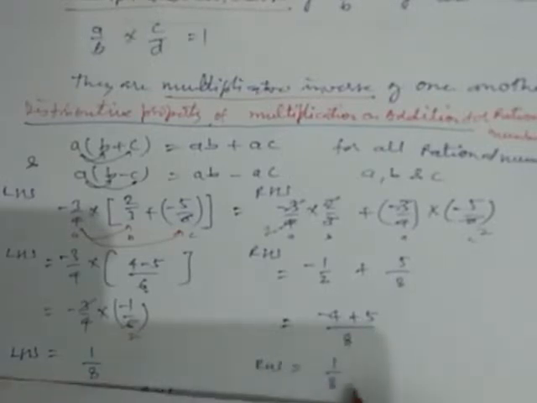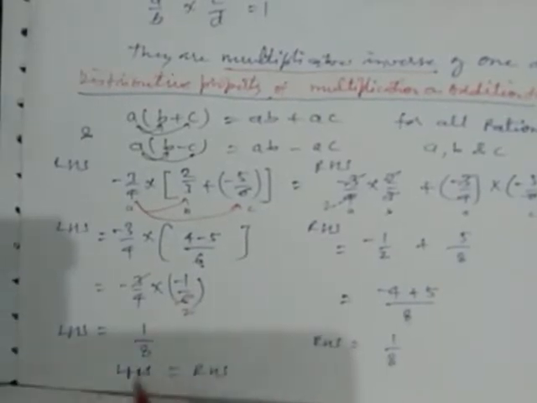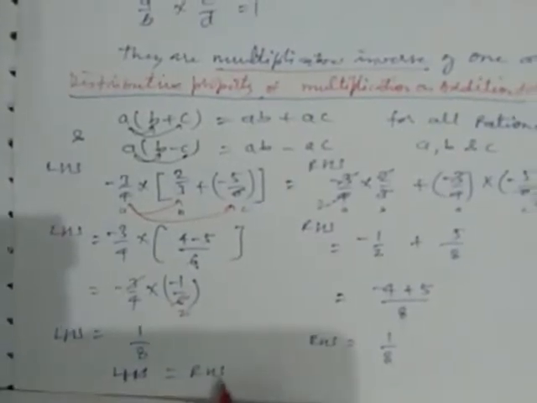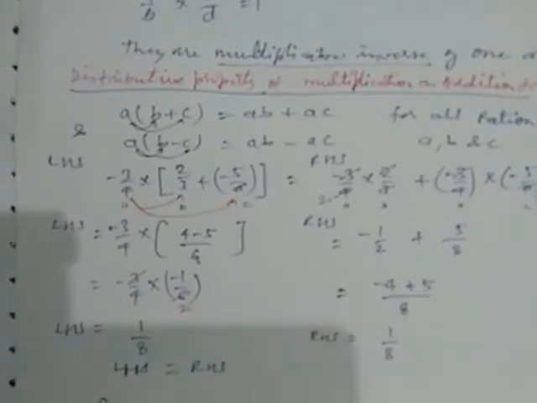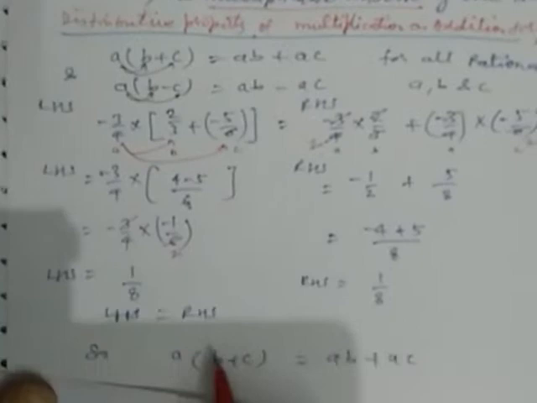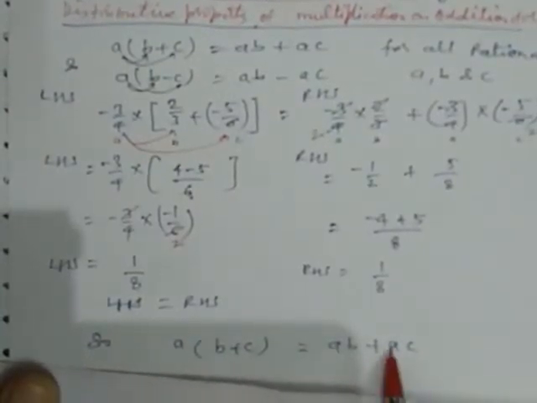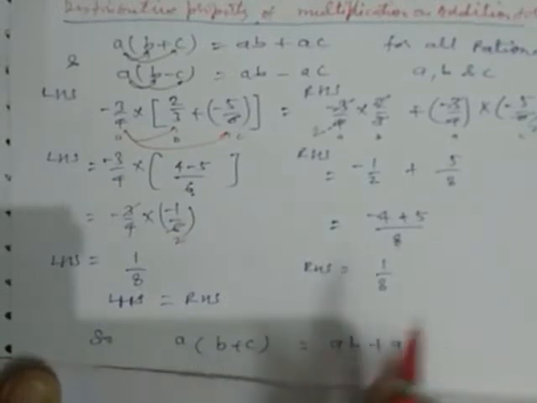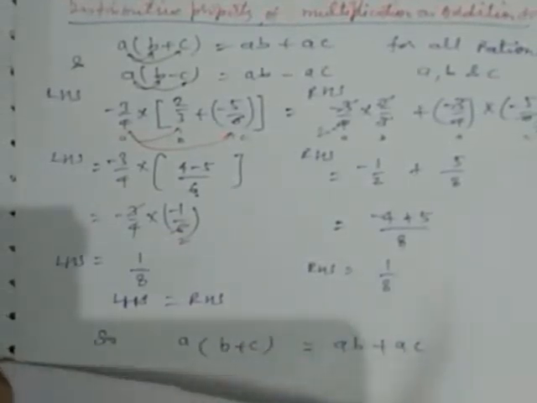So the right hand side is 1 by 8 and the left hand side is also 1 by 8. So here the left hand side equals the right hand side, so we can say this holds good. A into B plus C equals AB plus AC. This is the distributive property of multiplication over addition. Okay.